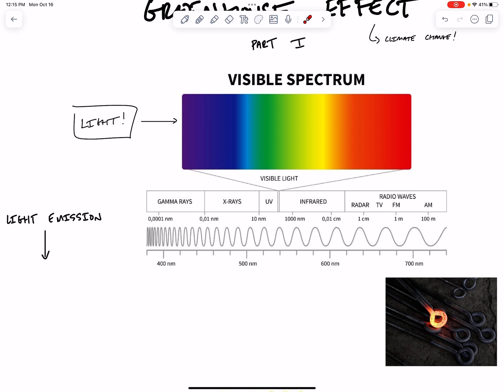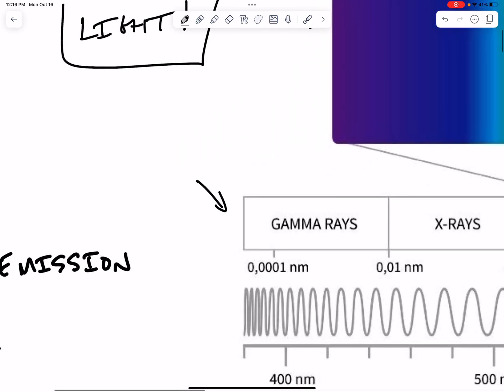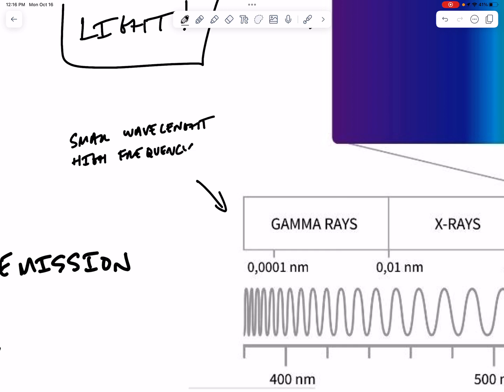Well, if we were to take the electromagnetic spectrum and break it down into the characteristics at one end versus the other, we see on this end, we have small wavelength, high frequency, high energy, high energy per photon of light.